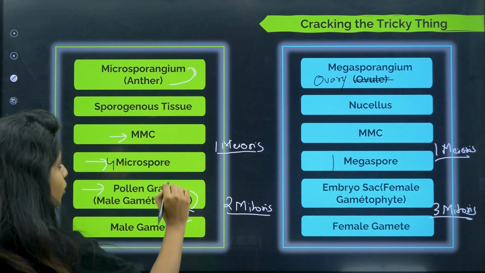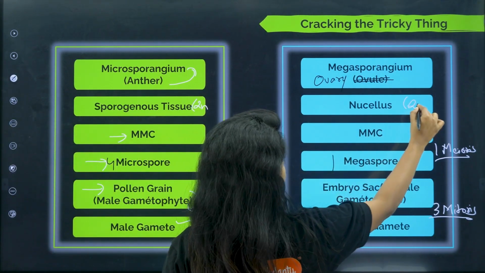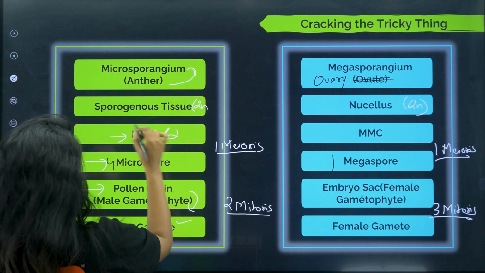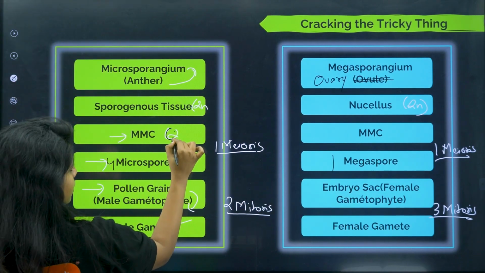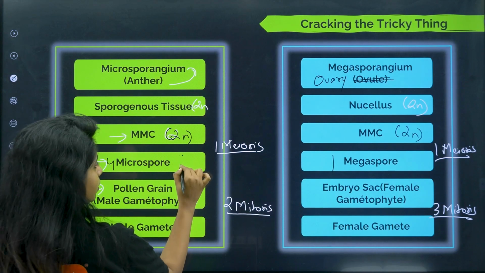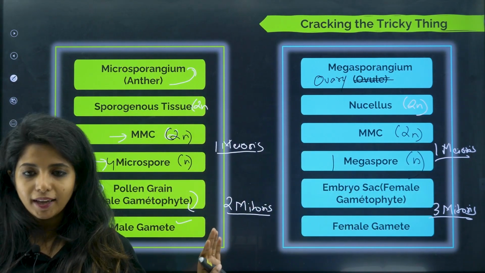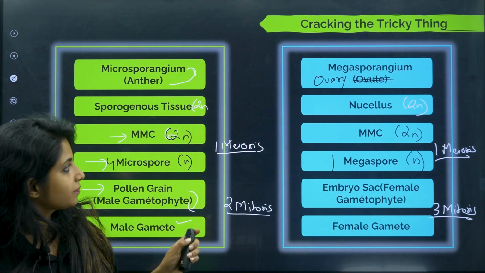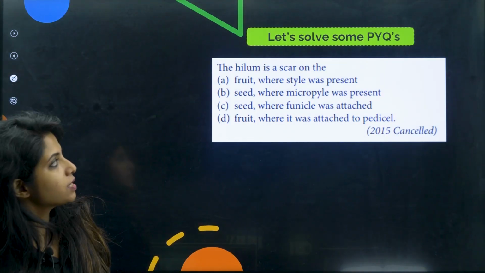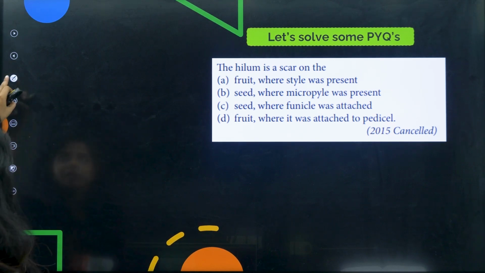Okay. And the ploidy, if you see, this is 2n. This is also 2n. This is the microspore mother cell. This is 2n. Here also it is 2n. But from here it becomes n, n and n. Okay. Am I clear? Now, the hilum is a scar on what, children? The hilum is a scar on what?